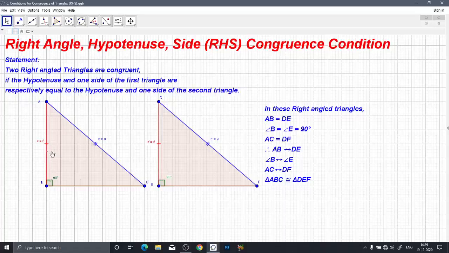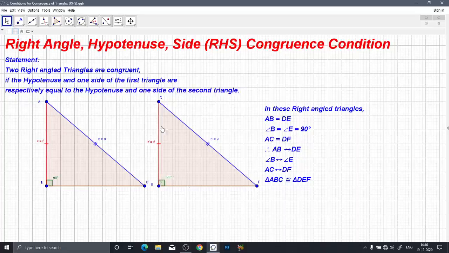Now we have to prove only the remaining hypotenuse and one side. Any one of these two sides you can take. I am taking this side. So AB and the corresponding side DE, and CA and the corresponding side FD, should be the same. If we take the order as AC, DF should be the same. Okay, so already this is equal. So now these two triangles are exactly equivalent to each other.